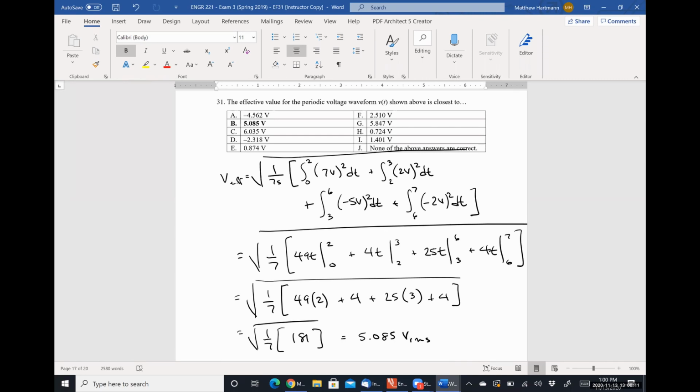So when it's a piecewise function, you square all the different parts of the piecewise function and integrate over the time intervals associated with each part of the piecewise function.